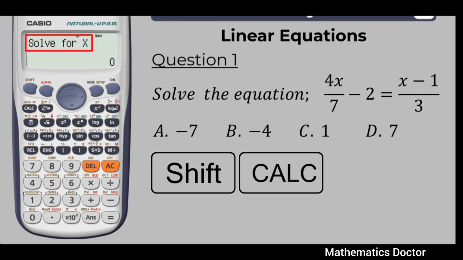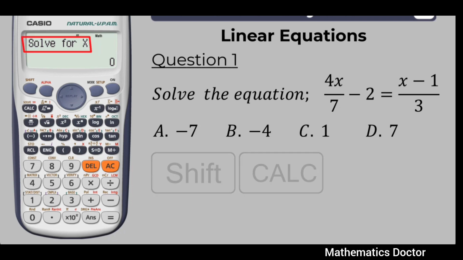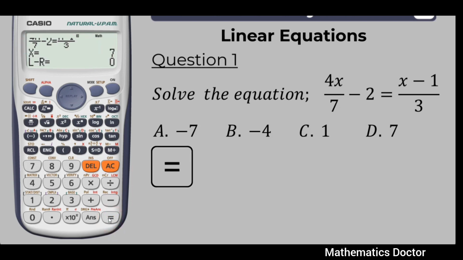Remember, 0 is not the answer though, but you are yet to get to the answer. So press the equal sign to display the answer. Now it displays x is equal to 7 and L minus R is equal to 0. That is the left minus right is equal to 0. That means there is no error. That's the meaning of L minus R is equal to 0. There is no error. For that matter, x is equal to 7. So the value or the answer for x is 7. So if you check the options, x being 7, that means our answer is D. D is 7. So the equation is solved to get the value 7.